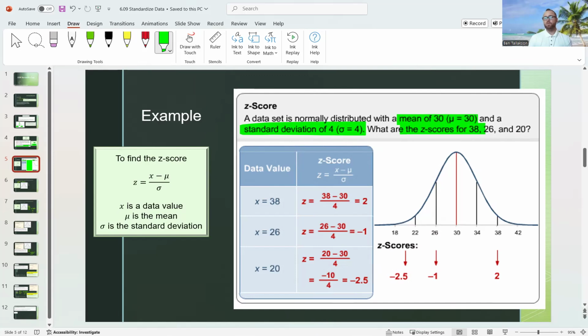We're going to find the z-score for the raw score of 38. So the raw score goes there, so 38 there. Then we have the mean minus the mean, so that goes there, over the standard deviation, that goes there. Subtract, divide, you get 2.